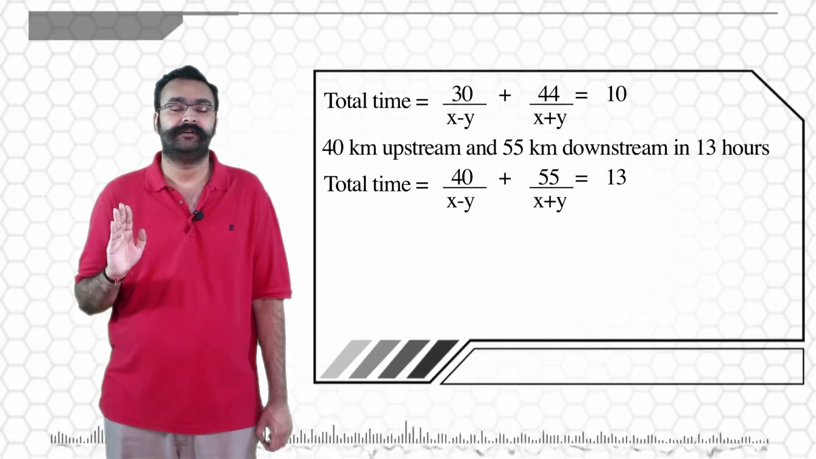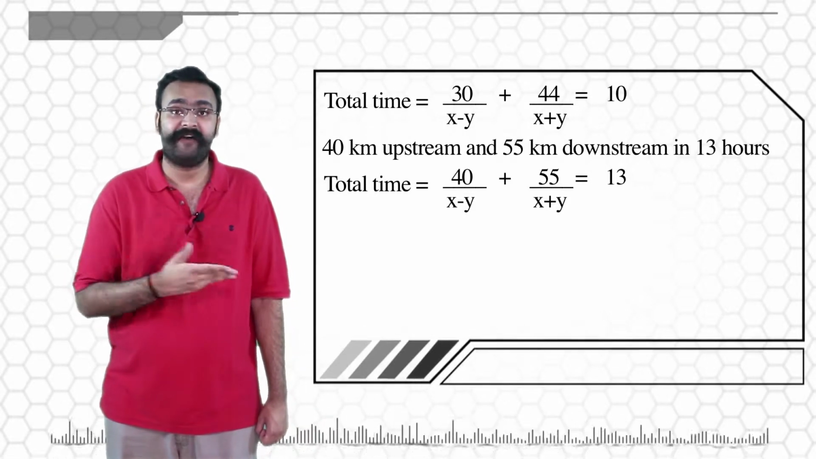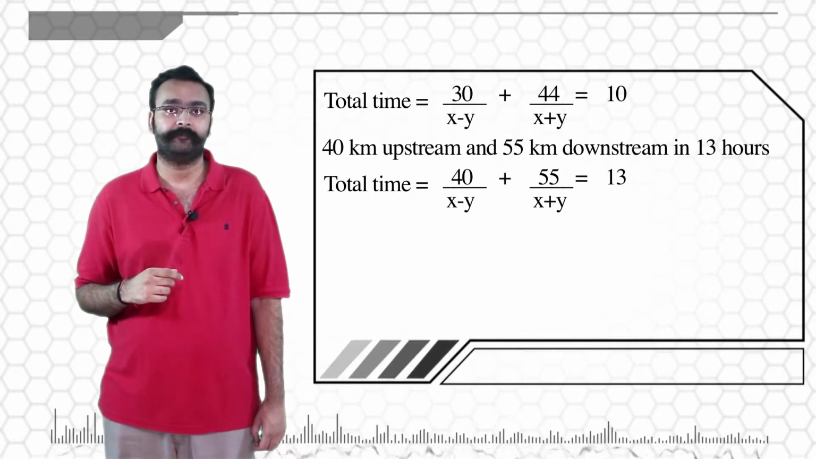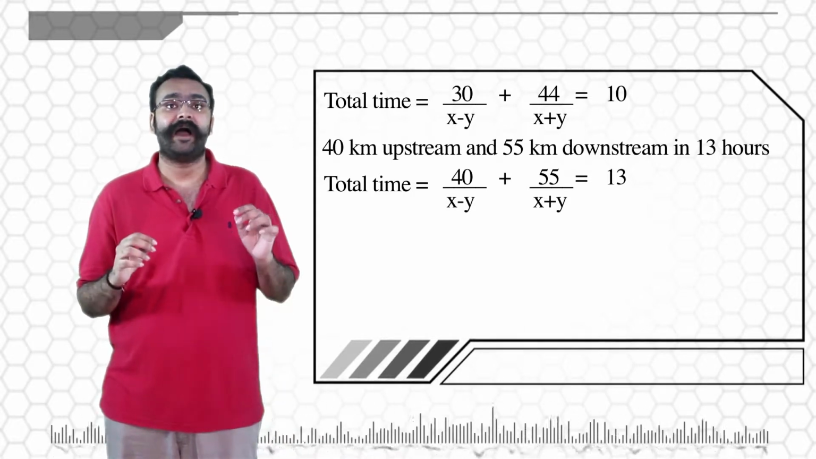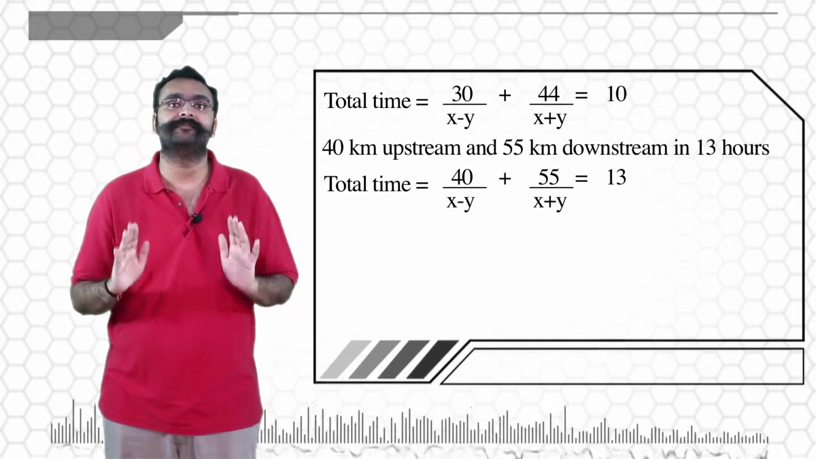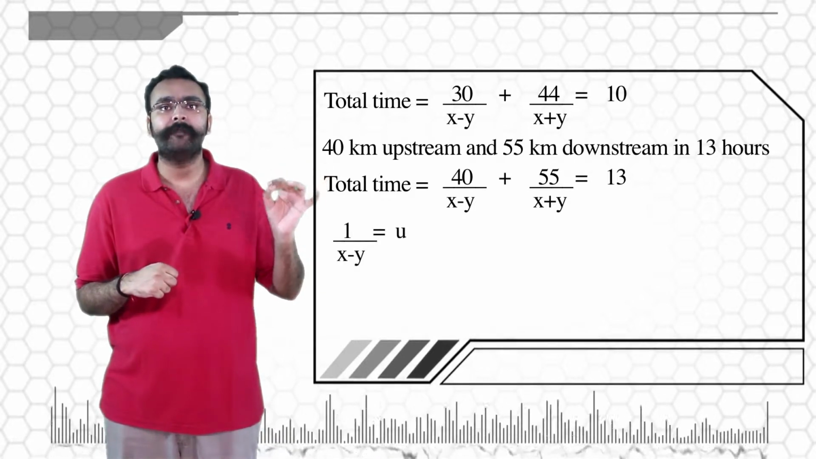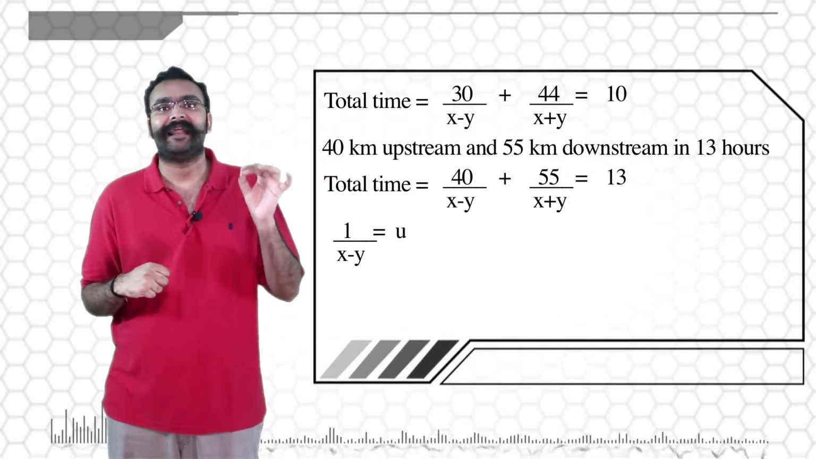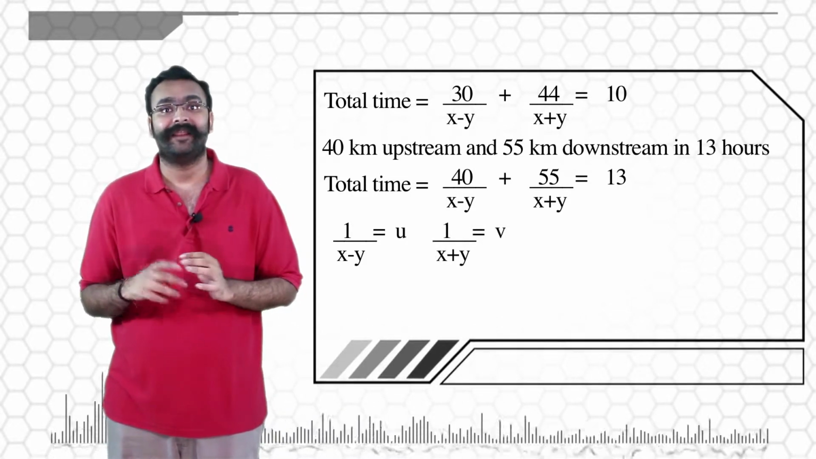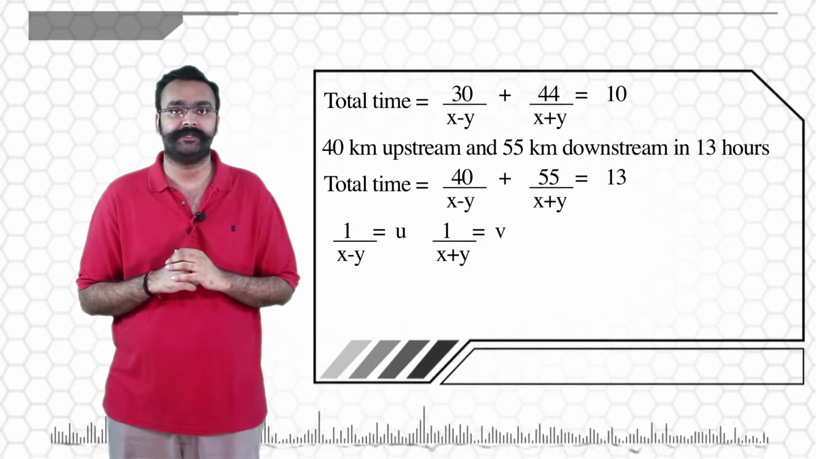Now we pause. What do we do here? This is not a simple linear equation. I have x minus y and x plus y, that too in the denominator. How do I deal with this problem? This is done by using the concept that we substitute our variables themselves. Meaning, I take 1 upon x minus y and let that be equal to u, and 1 upon x plus y, let that be equal to v, and replace it in my equations.